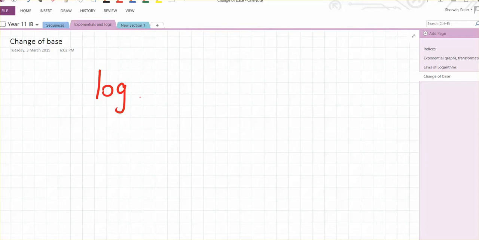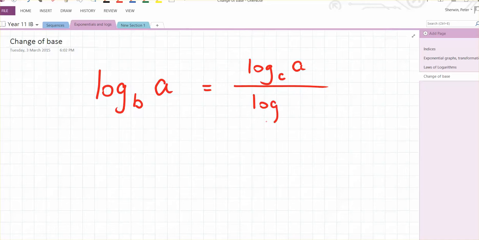So let's say we're looking at a base of b, and we want to take the logarithm of a to base b, but we don't like b. It's not convenient for us. We might want to change it to base c. Well, we can do that, and this is how. We change to base c, and we do a division. So the ratio of a to b, but changing our base to c. That's it. That's how we change the base.